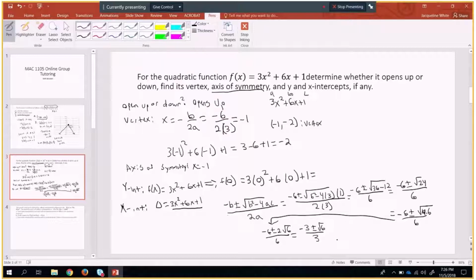All right, so we have two x-intercepts of negative 3 plus or minus the square root of 6. We can even simplify that further to negative 1 plus or minus the square root of 6 over 3. And then finally, our x-intercepts are negative 1 minus the square root of 6 over 3, comma 0, and negative 1 plus the square root of 6 over 3, comma 0.